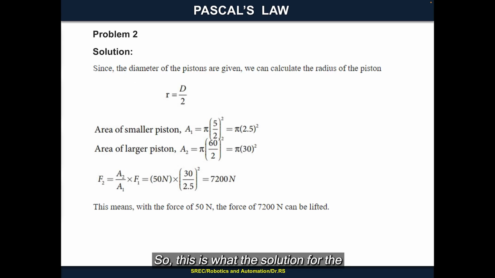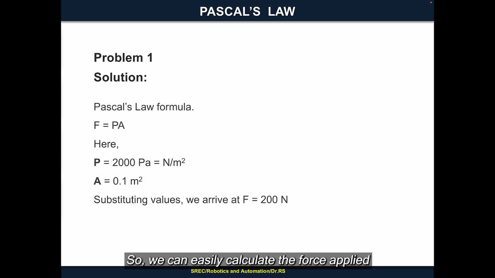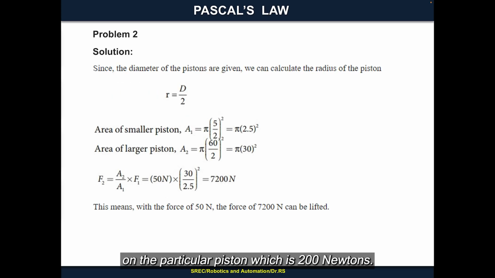So this is the solution for problem 1. We know the pressure is known and area is known. So we can easily calculate the force applied on the particular piston, which is 200 newtons.